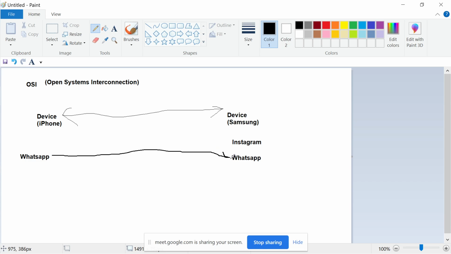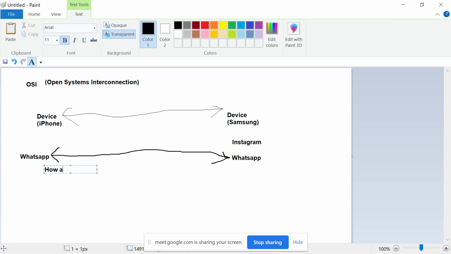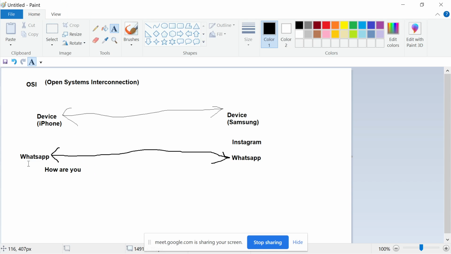right? Yes, sir. So when you type something over here, how are you? How are you is like your English language, right? Now ultimately, the other person just has to know what the message is. They don't have to know what devices are used in between.